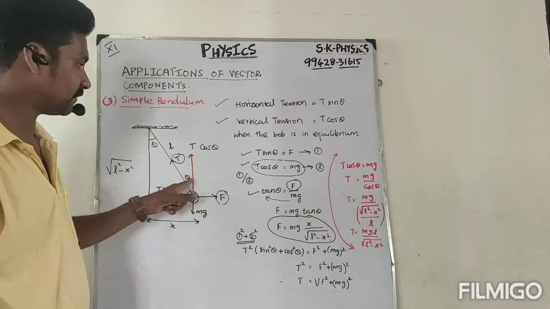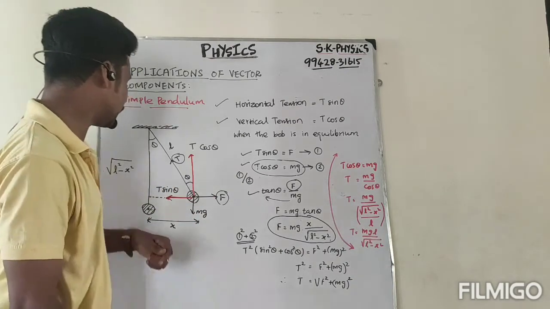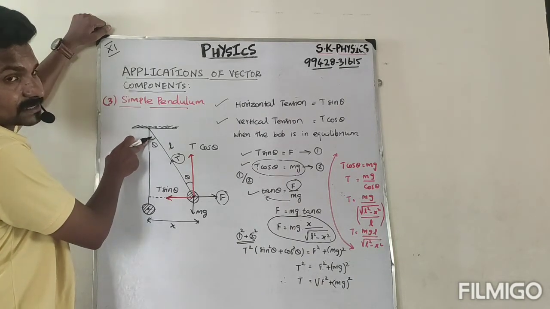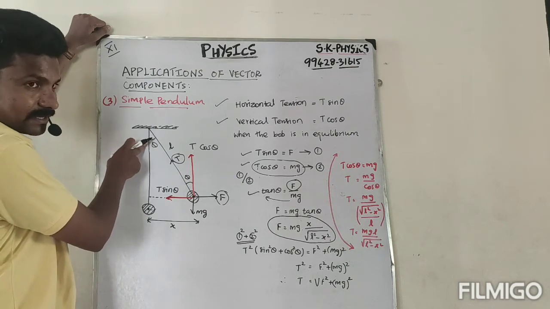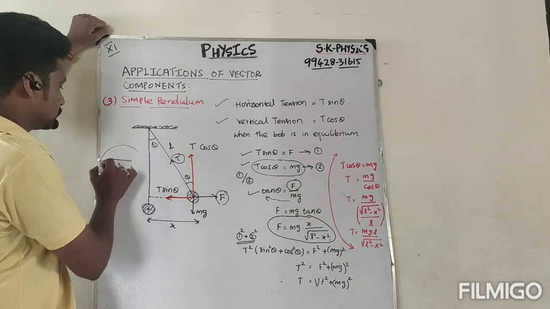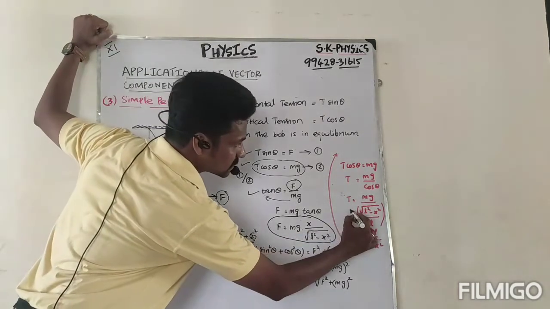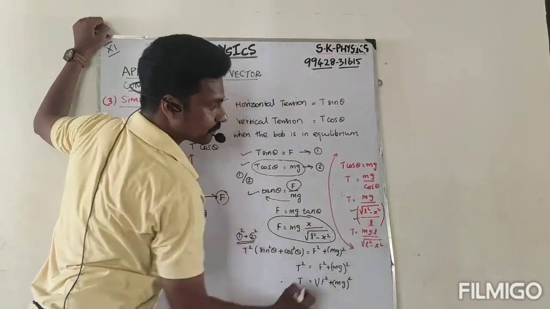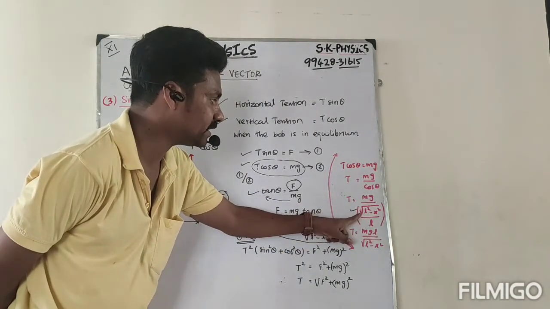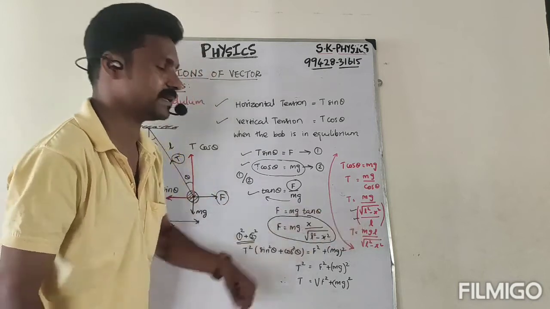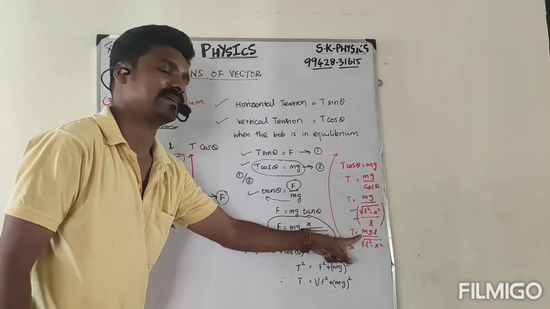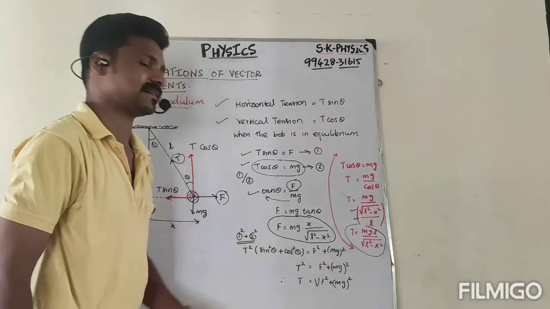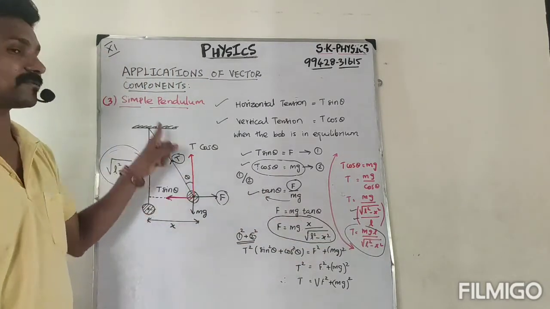Now, as we found tan theta, we need to find cos theta. Theta is here, so cos theta is equal to adjacent divided by hypotenuse. Adjacent is root of L square minus X square. Hypotenuse is L. So T is mg divided by root of L square minus X square, then divided by L. That L moves to the numerator, so we can write T equal to mgL divided by root of L square minus x square. So that is the tensional force value.